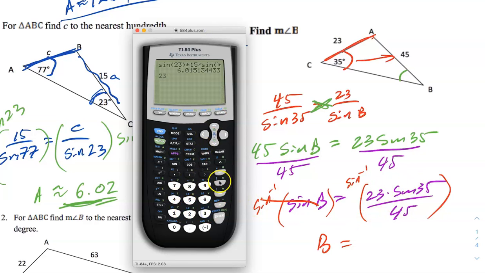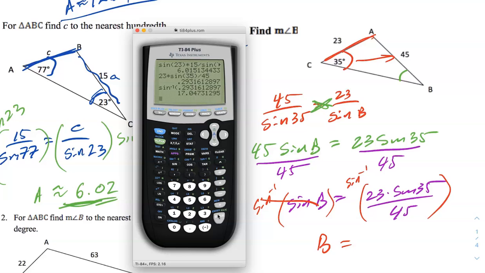So 23 times sine of 35, close parenthesis, divided by 45. And then I get this decimal that's less than 1. That's good. If I had something bigger than 1, I couldn't do it. It'd be no triangle. So now all we have to do is the inverse sine of that. So second sine. Select my answer. Hit enter.